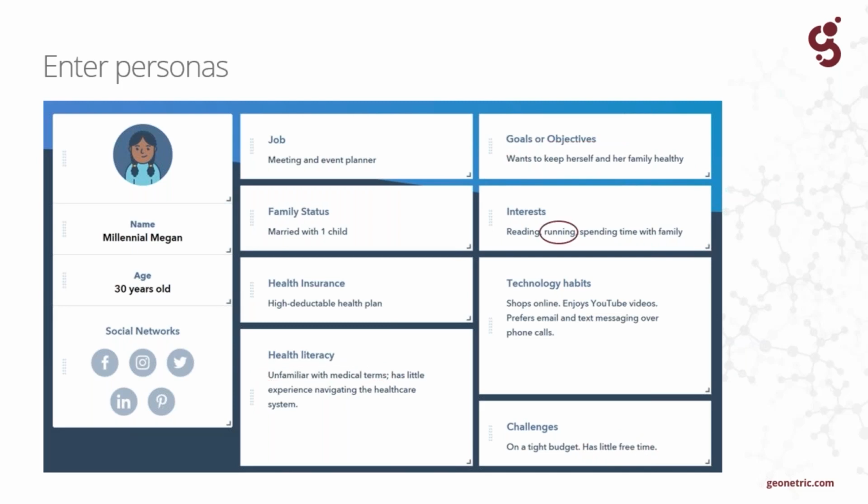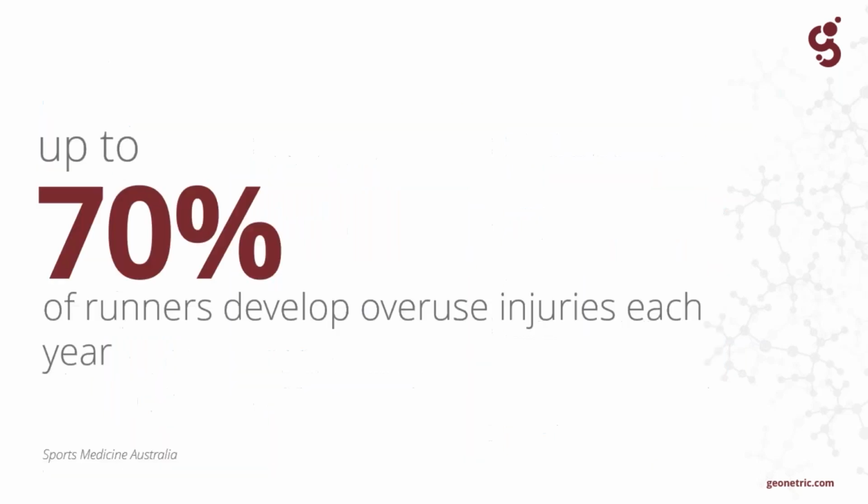As we learn about her hobbies or her interests, we also see that she's interested in running. So this leads into our next tool. As a runner, there's a good chance that she's going to need healthcare at some point. There's a lot of variance in statistics out there around runners and running injuries, but one source said that up to 70% of runners develop overuse injuries each year.